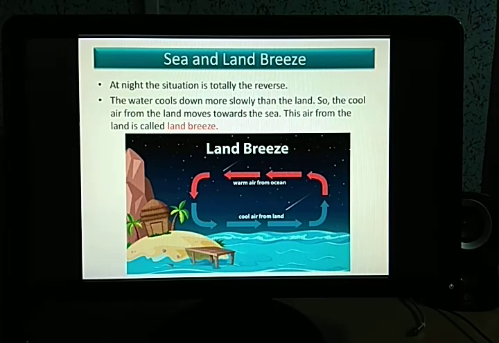So I hope you all have understood about the sea breeze and the land breeze. It's not very tough, but the only thing is that the mechanism is totally reverse or vice versa. Clear? I hope you all have understood it. You can go back to your textbook. Although the image that I have shown here is not similar to your textbook image, the mechanism is the same.